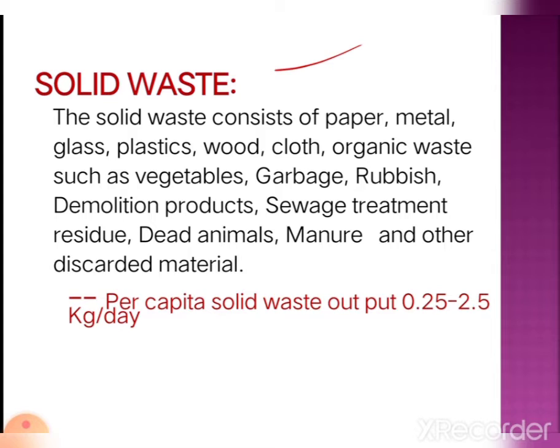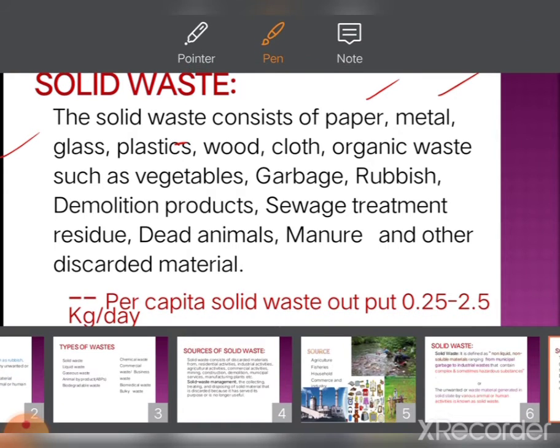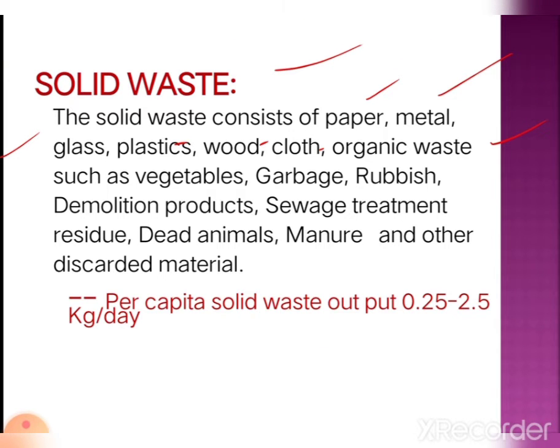As I discussed in the previous concept, the solid waste may have some specific examples. From the household you can take paper, metal, glass, plastics, wood, cloth, organic wastes such as vegetables, garbage, rubbish, demolition products, sewage waste residue, dead animals, manure, and other discarded materials. These are some of the examples for the solid waste. So how much solid waste is generated per capita per day? That means how much solid waste is generated by an individual in any country. Per capita solid waste output depends upon their utilization. It ranges from 0.25 to 2.5 kg per day.